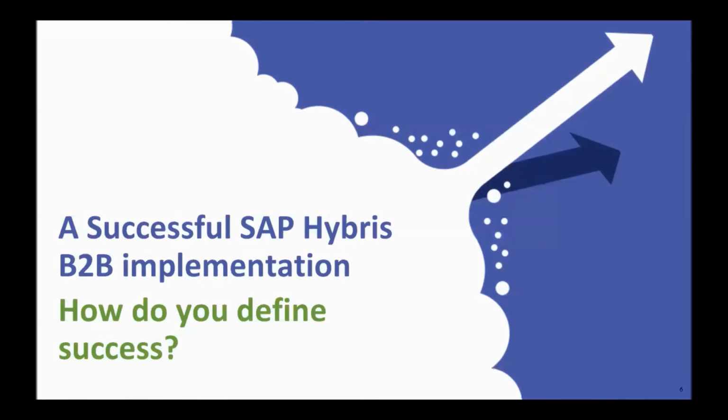Today's topic is project plan and governance. As the slide states, we are going to talk about how we define success for any implementation when we conduct it for either SAP Hybris or any other project we are talking about.